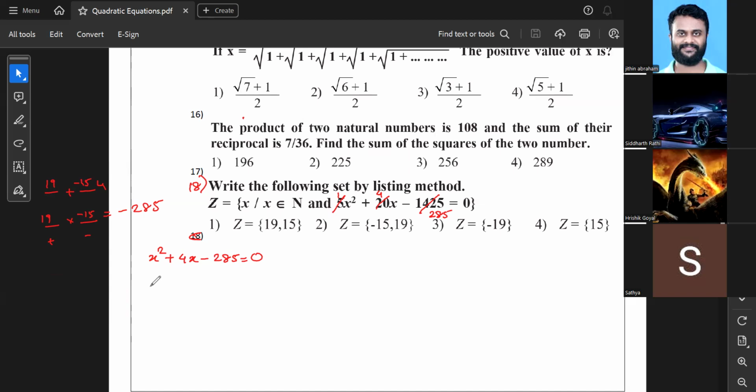So I'll take the roots as x plus 19, x minus 15 is equal to 0. That will give me x equal to minus 19, x equal to 15. Now you tell me what should be our answer. Option 4. 15, so it is option 4 because it is a natural number. Very good. Natural number means a positive number, which means I'll be ignoring the negative number, and this is my answer.